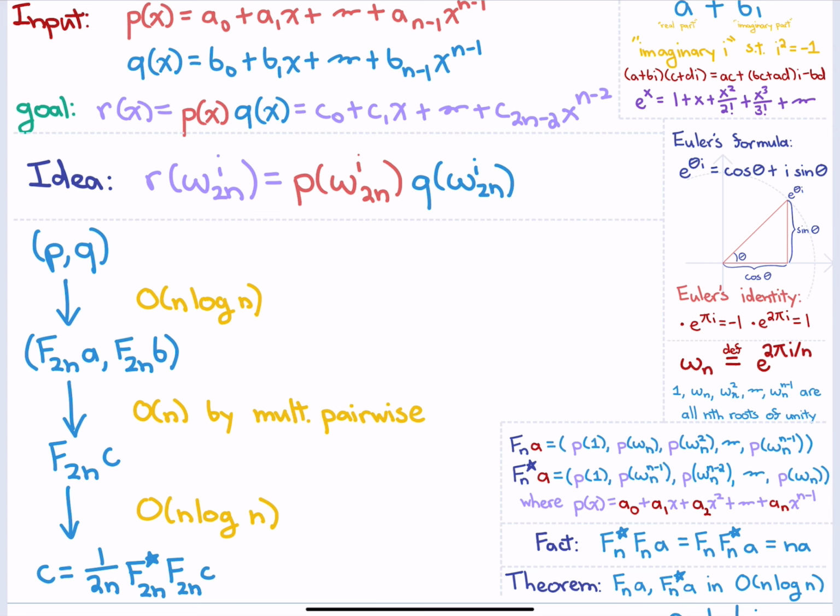So F sub 2n of A is the Fourier transform of A for 2n coefficients. We haven't done the algorithm yet. I'm just trying to show why it's useful before we go into the algorithm. So I'm assuming I can compute this in n log n time. All right, how fun.